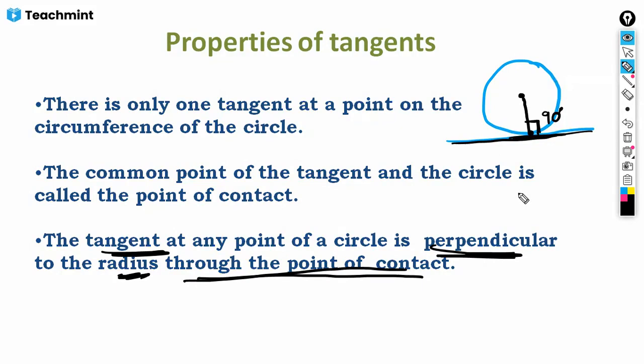Why I am focusing? Because it is a statement of a theorem. If it is clear now, easily we can derive that theorem.